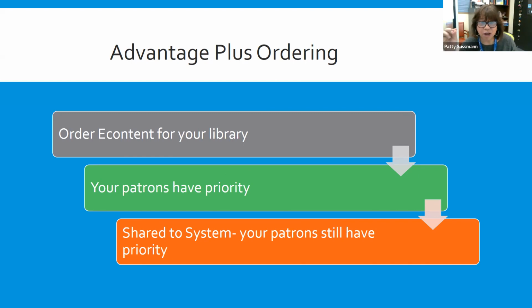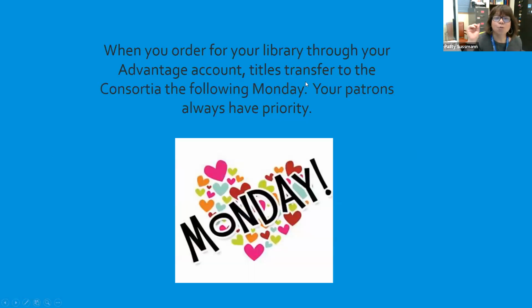Your patrons still have priority, and that's why sometimes you'll move up and down on a waiting list, because that copy might be coming from a library and not from the pool. And that's why you'll be like, wait a second, I thought I was number one for that copy. So just to let you know that. That is something that I get asked a lot, so I'm going to reiterate it again. When you order for your library through your Advantage account, titles transfer to the consortia the following Monday. Your patrons have priority. So just remember this.